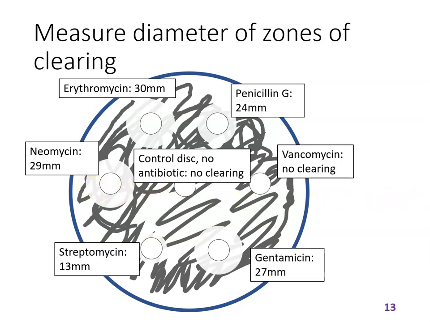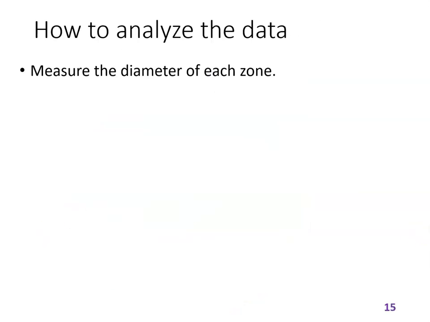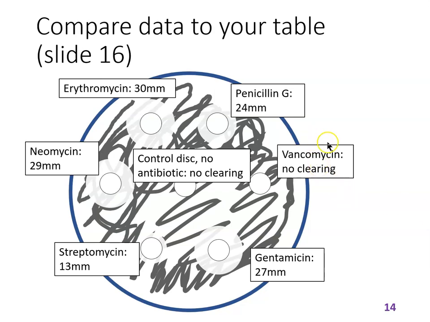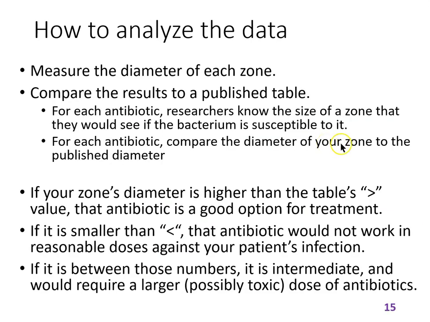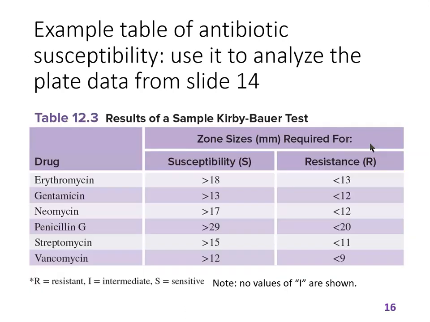We look at the diameter of our zones of inhibition, and we can compare them to tables that have been published. Because researchers have found for each of these antibiotics, whenever you're trying to treat a certain species of bacteria with this antibiotic, it fails if you get a certain diameter, and it would work if you got a certain other diameter. So let's look at that. So we're going to look at the table. This slide shows you instructions for looking at the table, but let's just go there now.